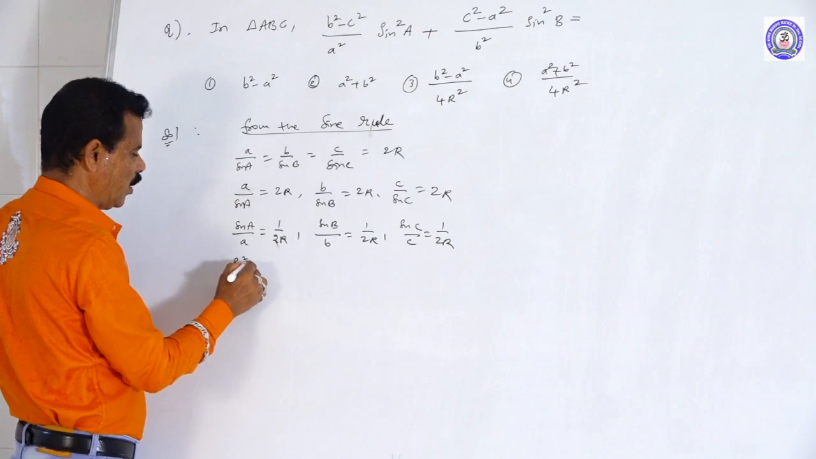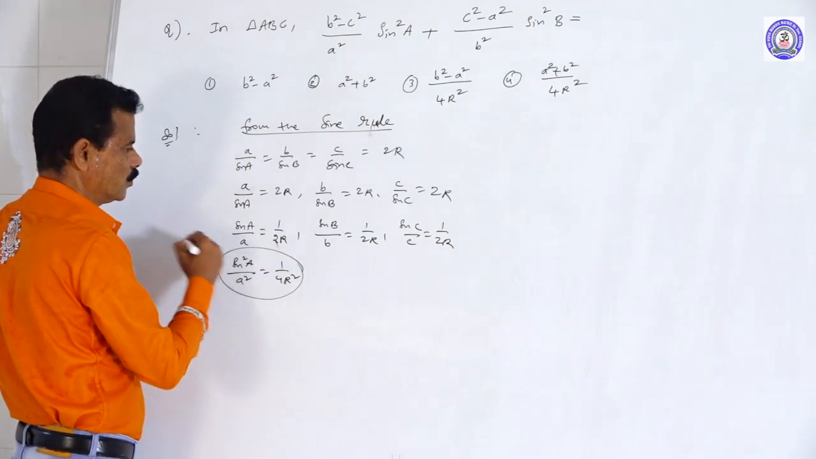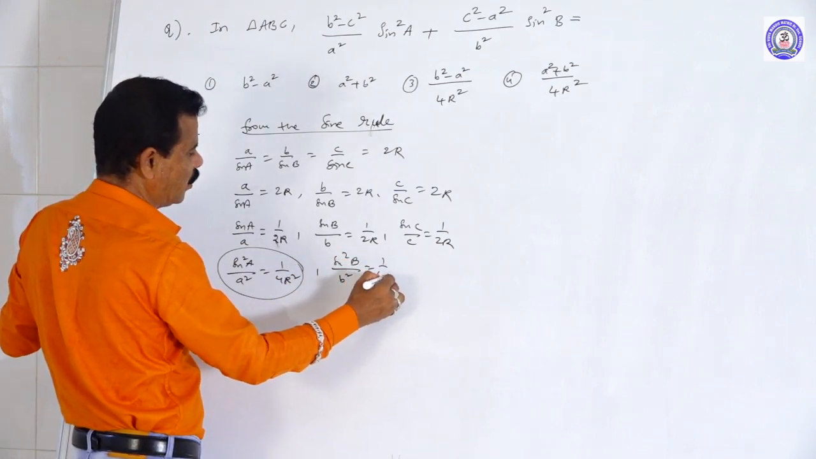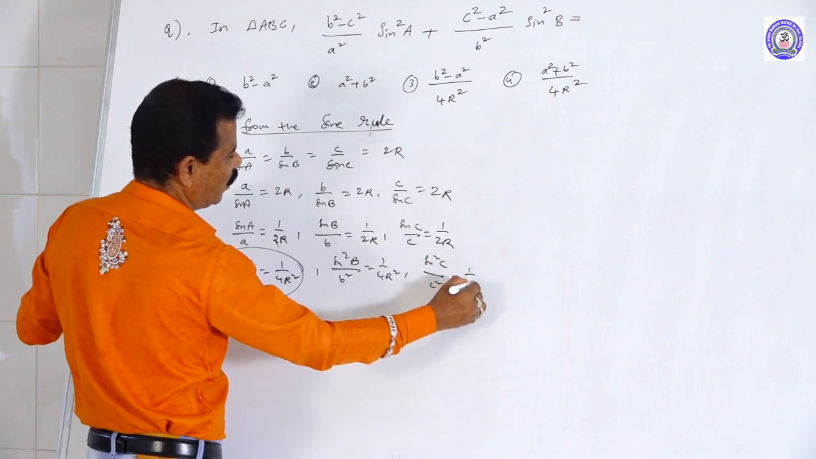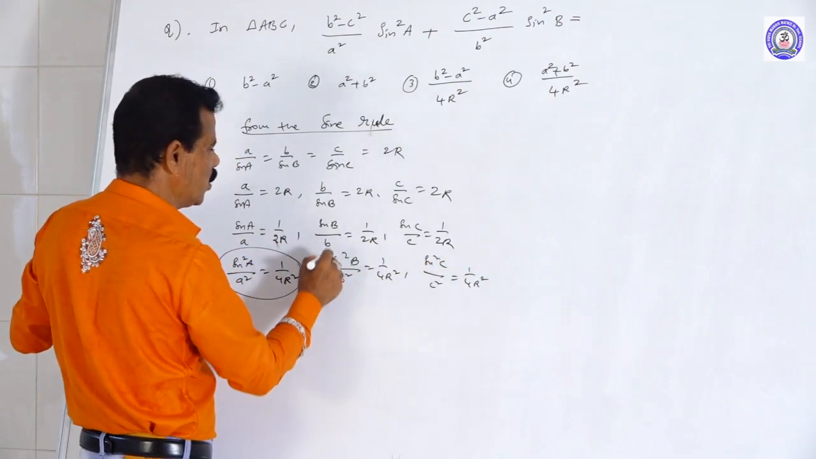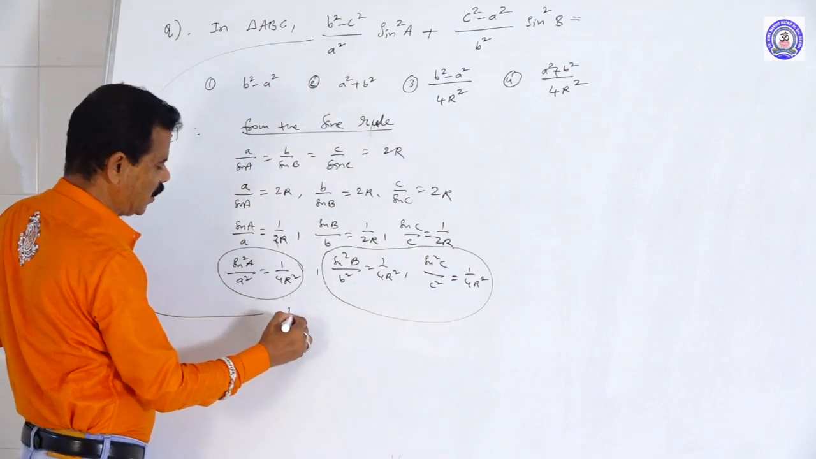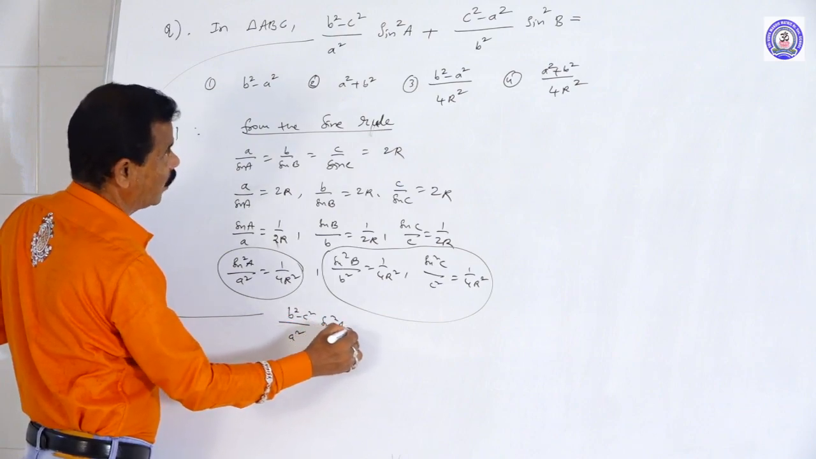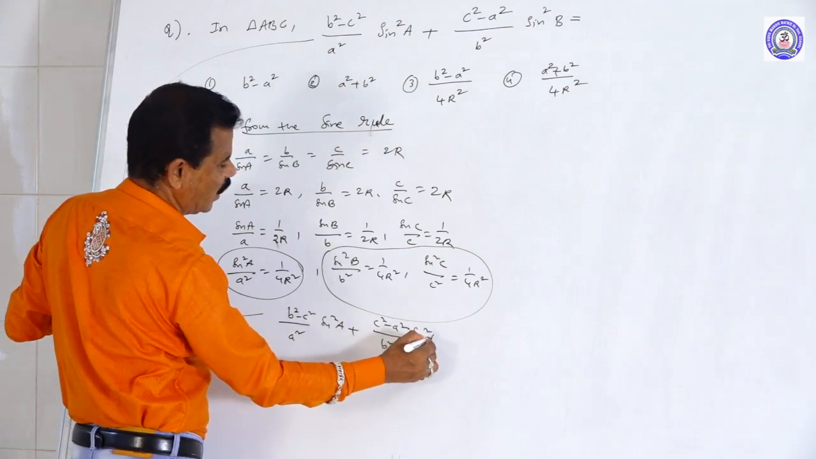So sin²A/a² is equal to 1/4R². This also, sin²B/b² is equal to 1/4R². sin²C/c² is equal to 1/4R². By using these formulas, from the question, (b² minus c²)/a² sin²A plus (c² minus a²)/b² sin²B.